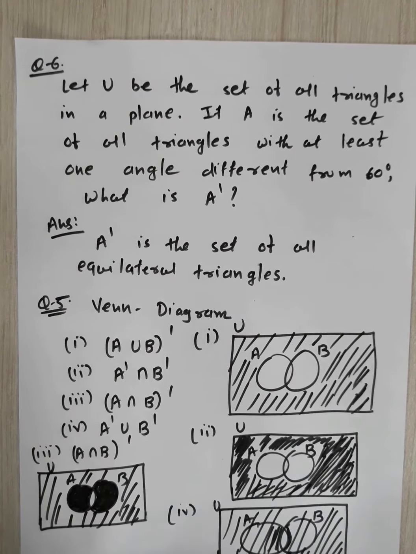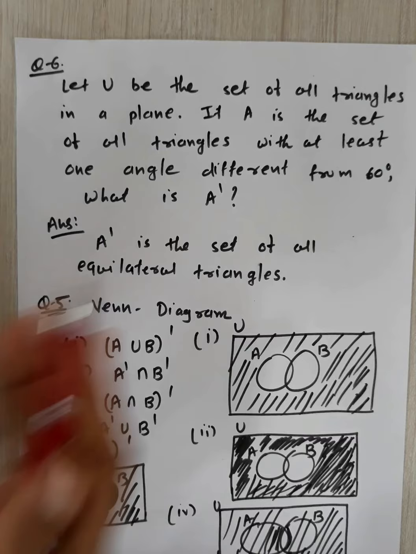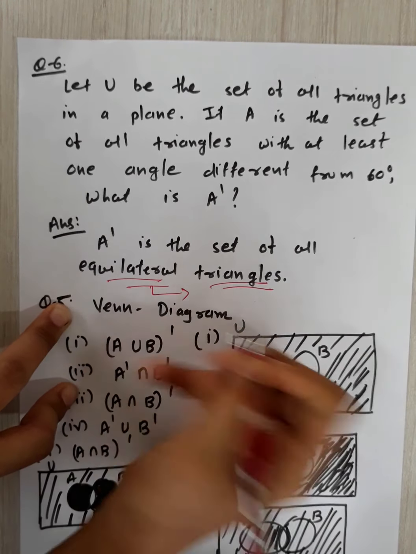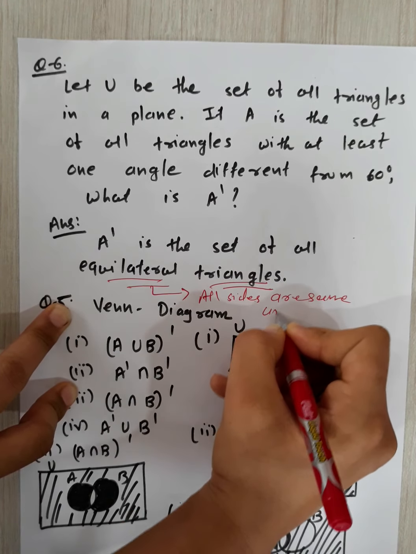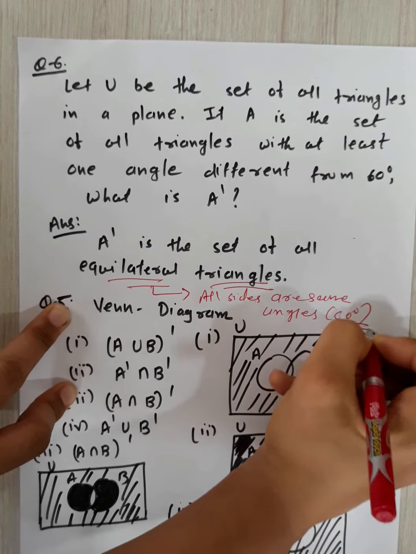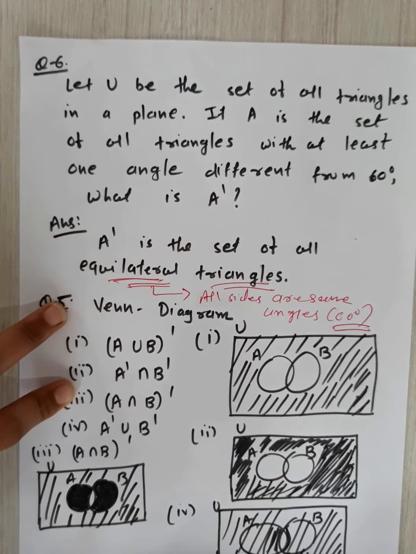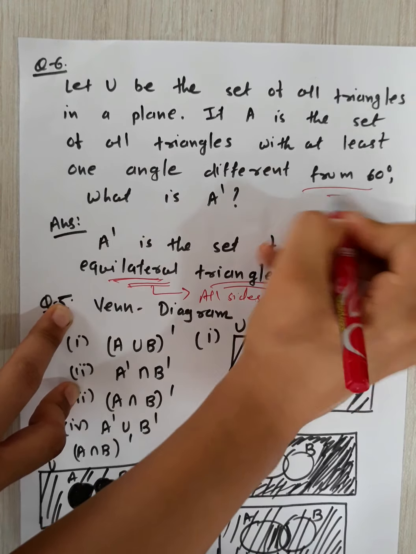Now question number 6, right? What is question number 6? Let U, your universal set, be all the triangles. And what is your A? Your A is the triangle with at least one angle different from 60 degrees. That means not all the angles of the triangle are 60 degrees; at least one is different. So what will A dash be? A dash is the set of equilateral triangles. What is the meaning of equilateral triangle? All sides are the same and all the angles are the same, which is 60 degrees. So A dash is the set of all the equilateral triangles, because here it is said at least one angle is different from 60 degrees.